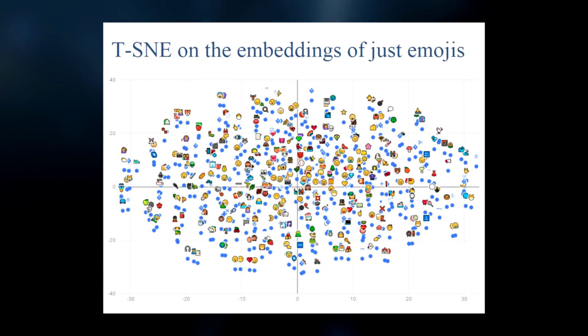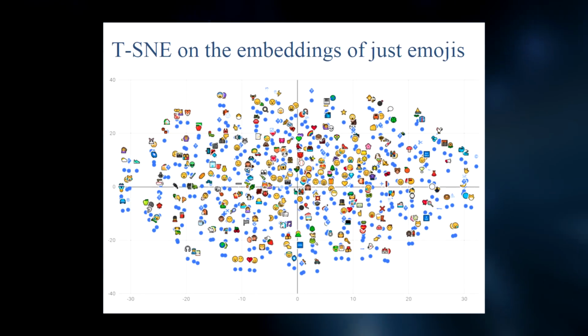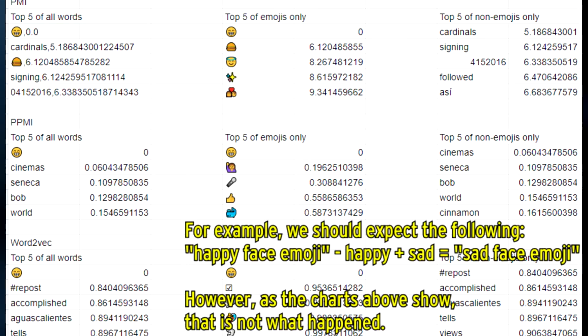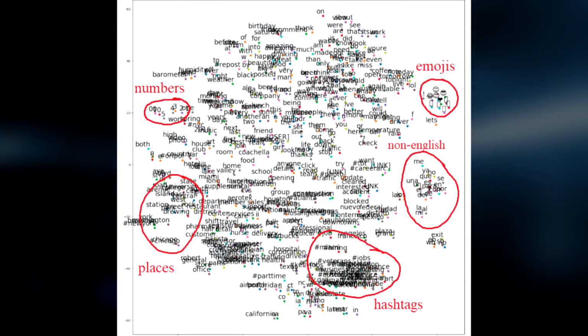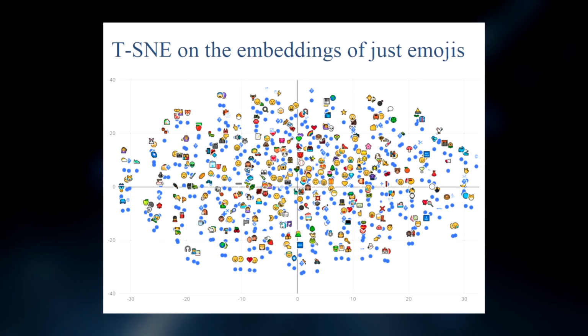However, applying t-SNE on just emoji embeddings gave us less comprehensible results. Furthermore, finding the closest word association to each emoji using vector arithmetic did not work so well either. Why did word2vec work so well on the entire dataset, but performed poorly when we narrowed our focus?